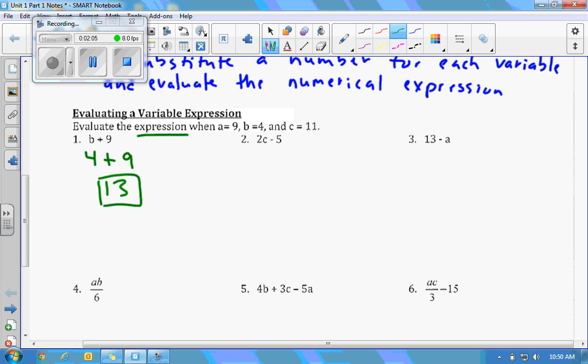For the next one, we have 2C minus 5. So I need to plug in 11 for C. So I'm going to have 2 times 11 minus 5. So that's 22 minus 5, which is going to give me 17. Again, I don't have an equal sign because we're using expressions and not equations. Number 3, I'm going to let you do on your own.